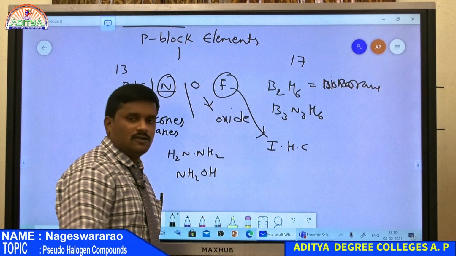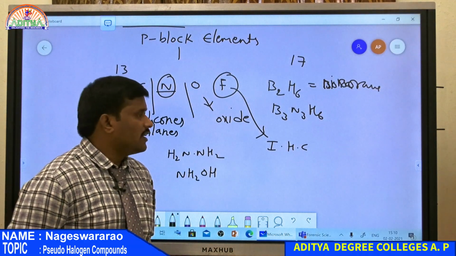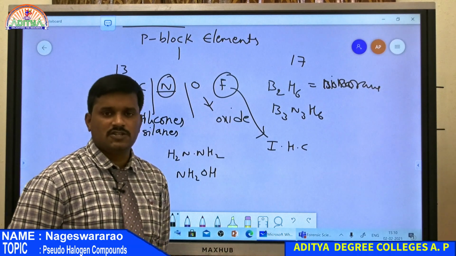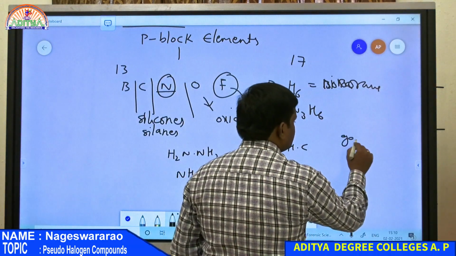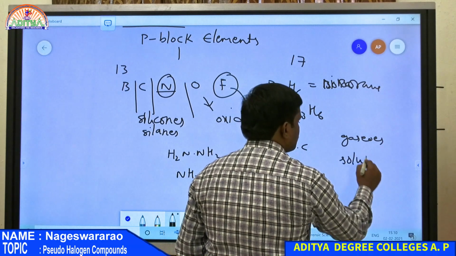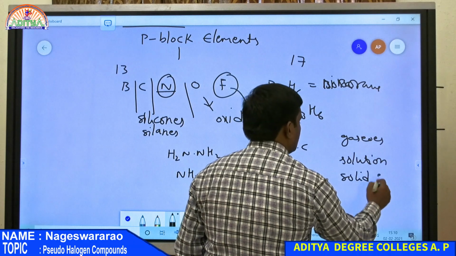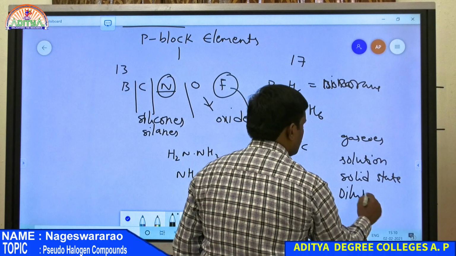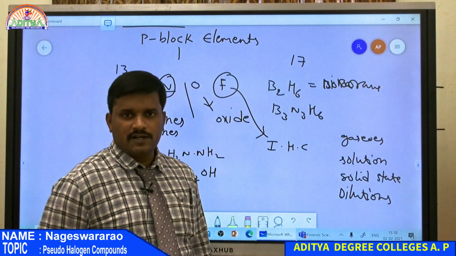So all these are included in your first unit syllabus. We stop here today, and tomorrow onwards I will start physical chemistry. That is our next unit. In that unit we will discuss gaseous state, solutions, solid state, and also dilute solutions. All these are included in your next unit, that is physical chemistry.